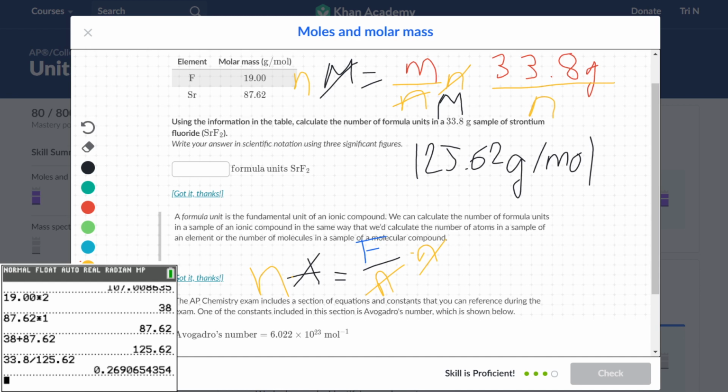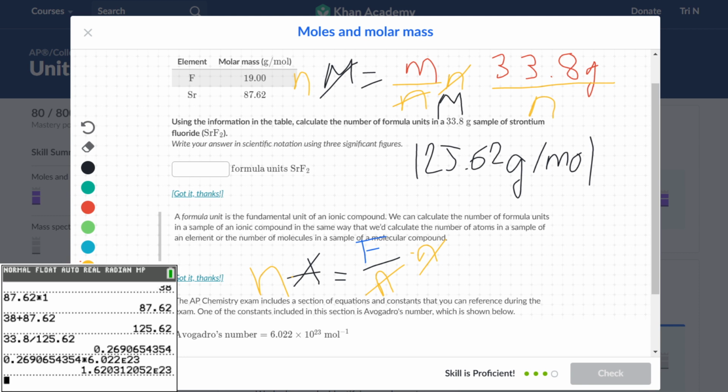So we have n times A is equal to F. Mole times Avogadro number is equal to the formula units. So we have the mole, which is in our calculator right now, 0.269, and so on. And times it by Avogadro number, which is 6.022 times 10 to the power of 23. I can show it to us. Give me a second. You should be able to see it right now. So that will be 1.6203, and so on, to the power of 23 formula units.